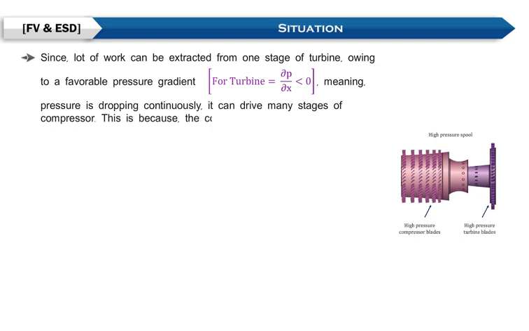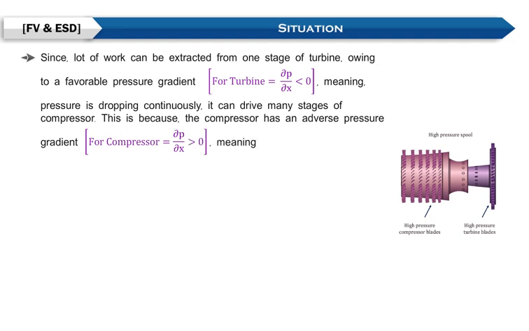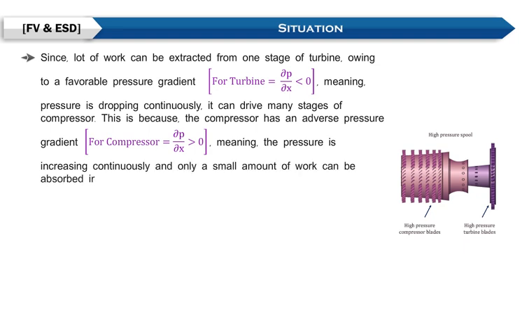This is because the compressor has an adverse pressure gradient, that is ∂P/∂X is greater than 0, meaning the pressure is increasing continuously and only a small amount of work can be absorbed in each stage of compressor.